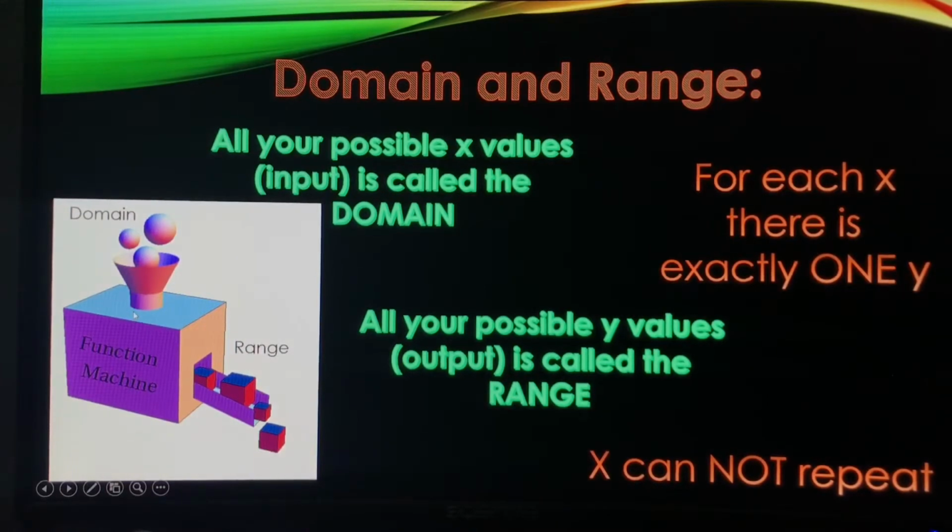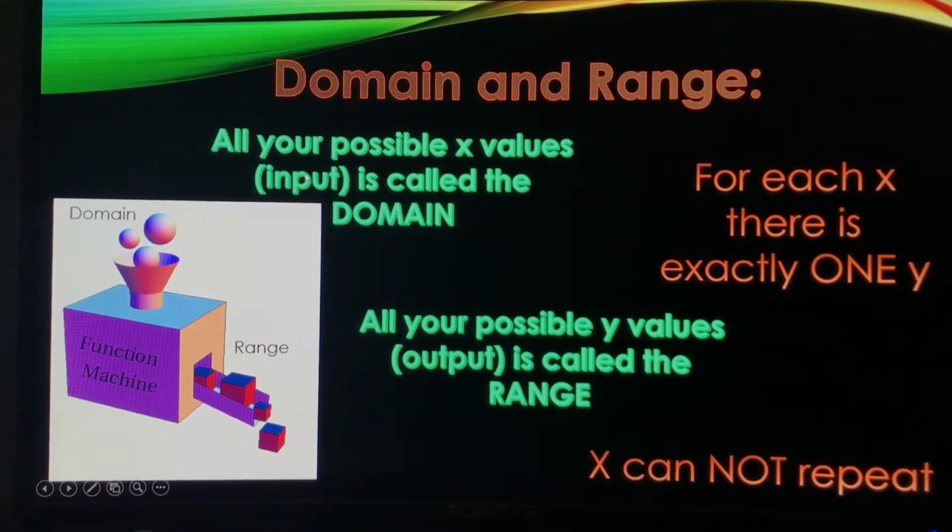Now the y values, that's my output. That's what I got back out of my machine as it did its calculating. That's called my range. When we're looking at a function, any type of function, it doesn't matter if it's linear, quadratic, exponential, cubic, x cannot repeat. If x repeats, it's not a function. Because the definition of a function says for each x, there is exactly one y. I can't plug in an x value and get two different y's.